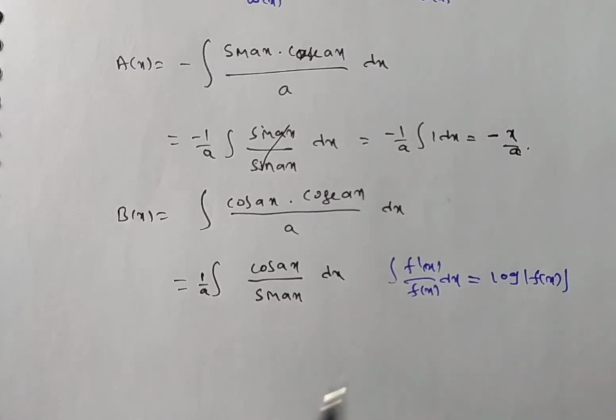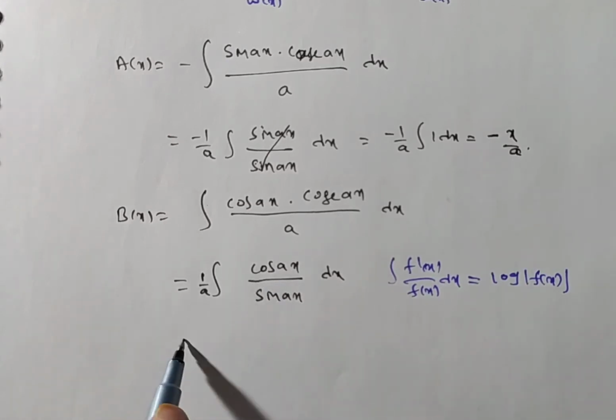Log of the denominator, mod f of x. Now here you observe what you have in the denominator, sin ax. What is the sin ax derivative? A into cos ax. Is there an a in the numerator? No. So we have to rearrange.